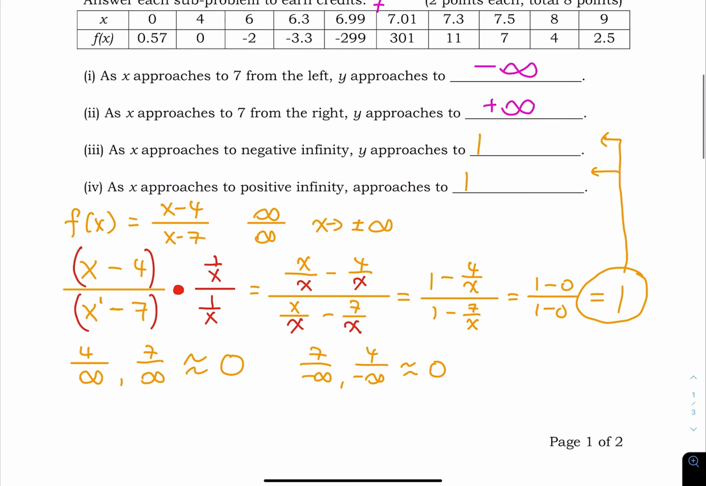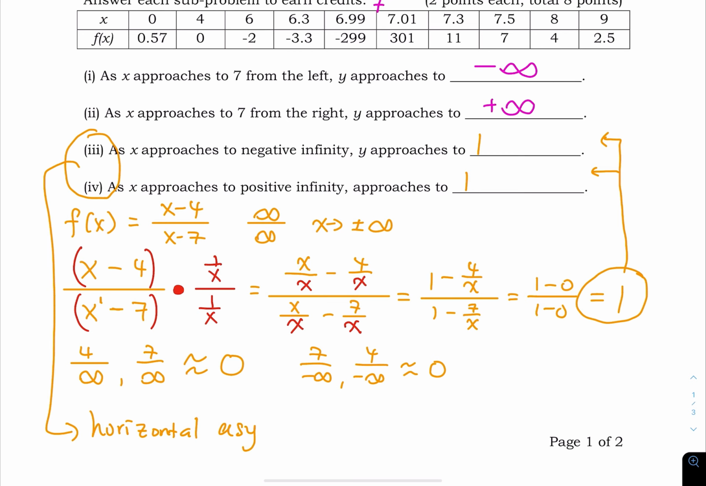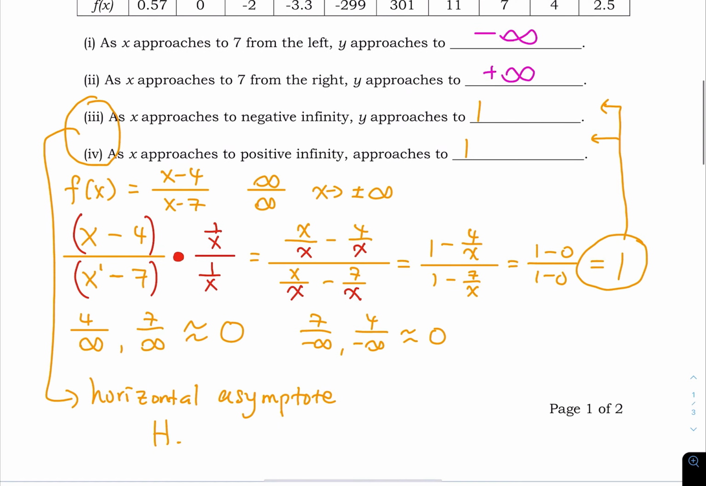That means this conclusion is telling me that the horizontal asymptote, I usually use HA, H for horizontal, A for asymptote, is y equals 1. So y approaches 1 and y approaches 1.